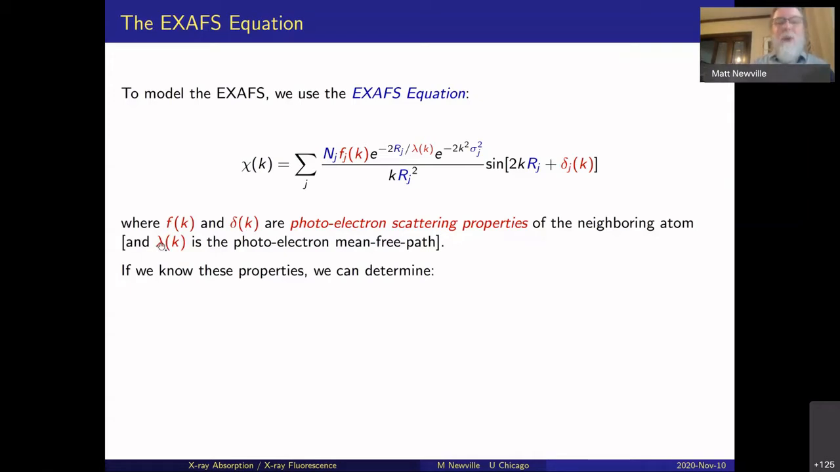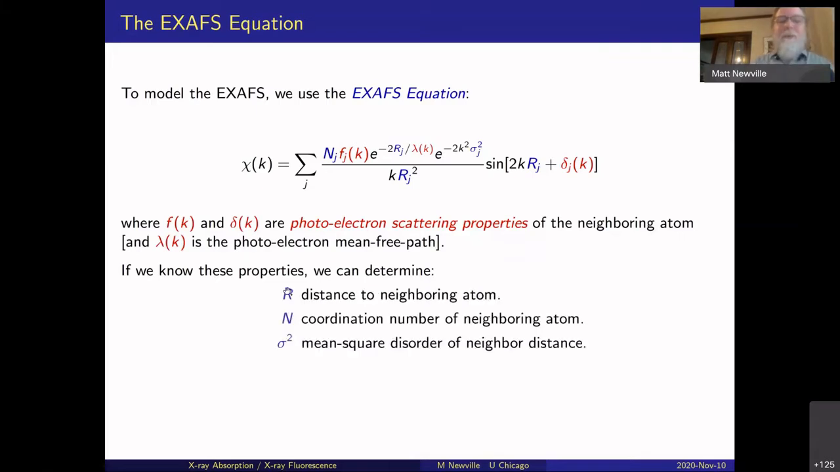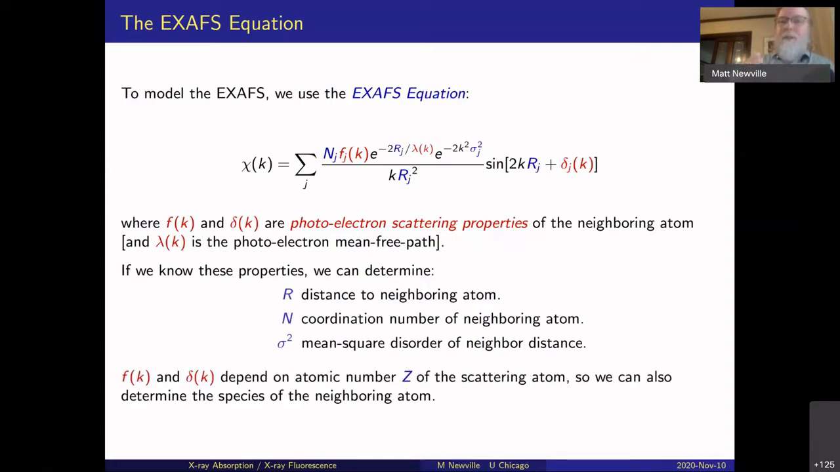And if we know these properties, you see that you could, at least in principle, determine r, the distance to the neighboring atom, the coordination number, n, of the neighboring atoms, and something that I've included here as a mean square disorder of the neighboring atom. And that is effectively the statistics we need, the values we need to determine the radial distribution function, or the local structure around the absorbing atom. So we'll also see that f and delta depend on the atomic number of the scattering atom.